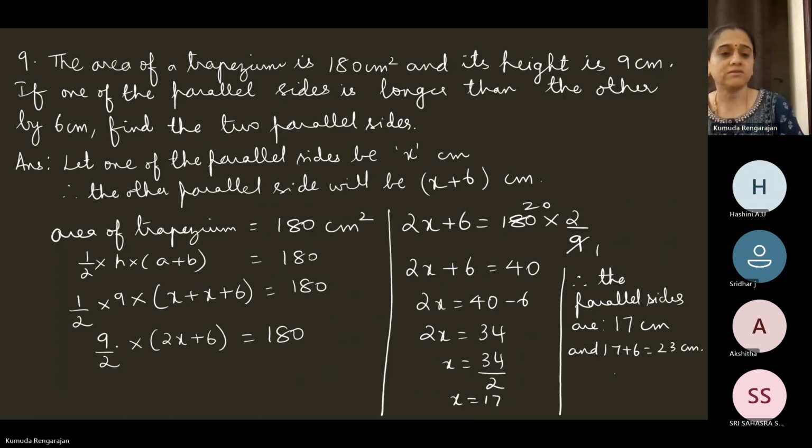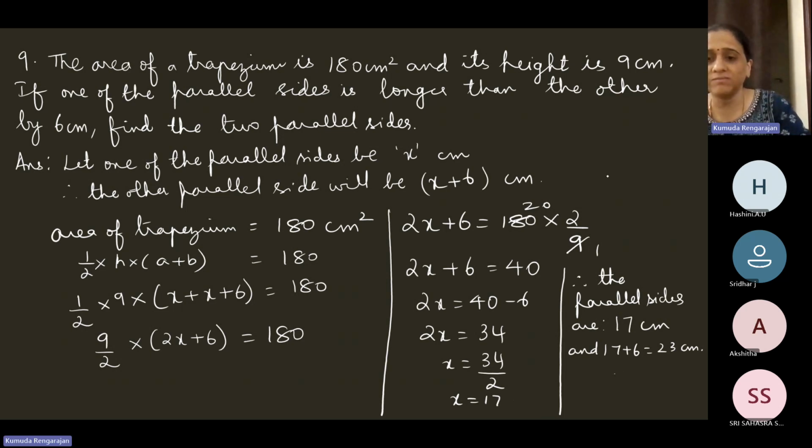All right. So half into 9. 9 by 2 into x plus x is 2x plus 6 is equal to 180. 9 by 2 on the other side becomes 2 by 9. Simplify, meaning you cancel and you get 20 into 2, 40. So 2x plus 6 is equal to 40. When you work this, you get x is 17. So one of the sides is 17. The other side is 17 plus 6, 23.